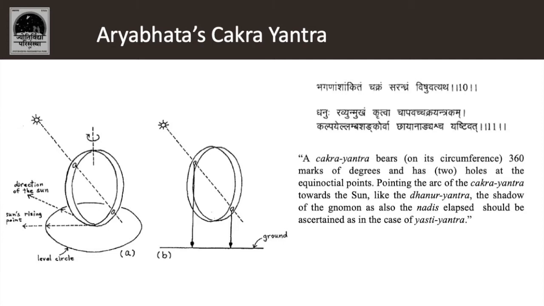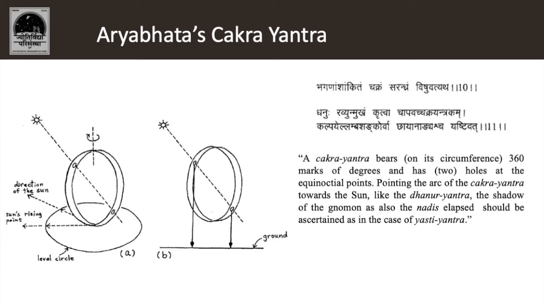If you know where the sun is, you can find the altitude and the zenith distance, and you can immediately find the time of the day on the level circle below. So this is a Chakra Yantra, which keeps on rotating depending on how the sun is moving.